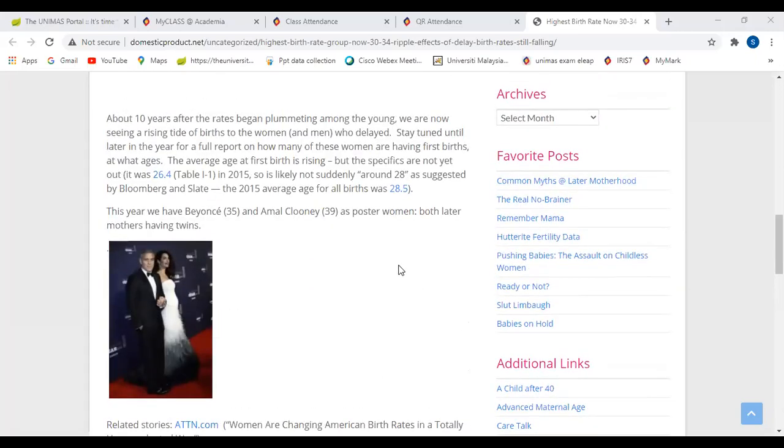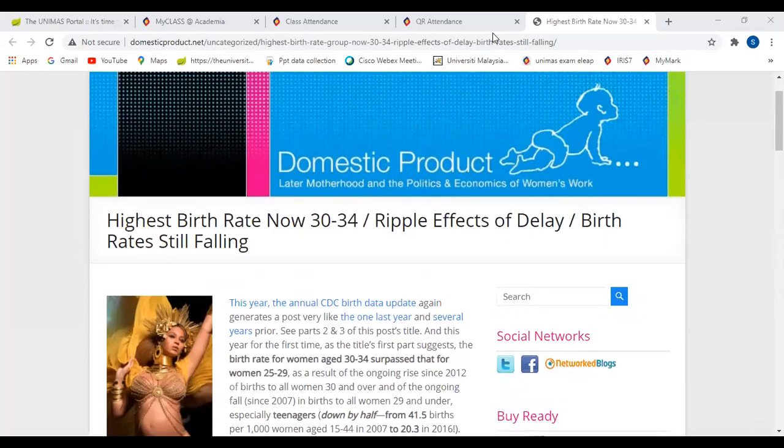But the net impact, at least in developed countries, is that the ASFR, the age specific fertility rate, is high at age 30 and above. Previously, the rates at 30 and above had gone down. That is what I wanted to highlight.